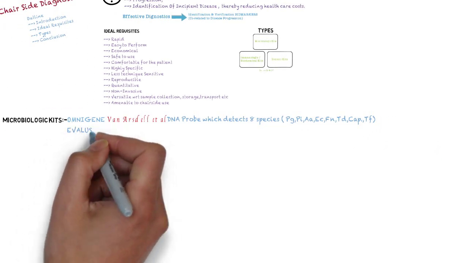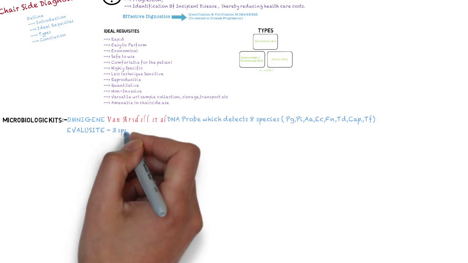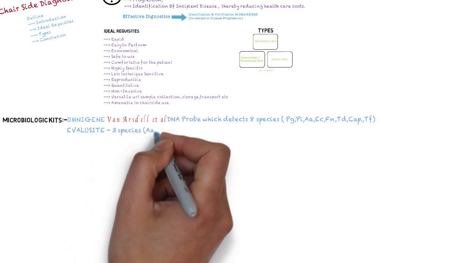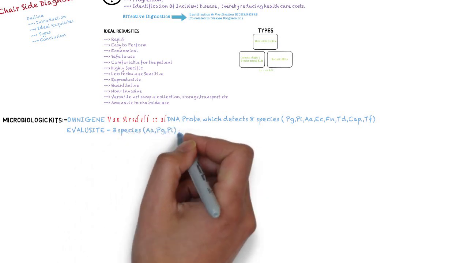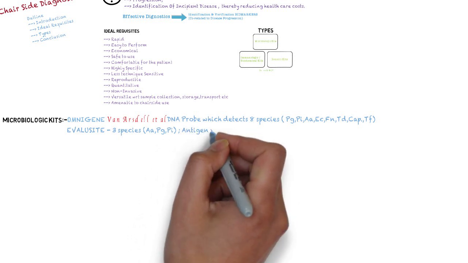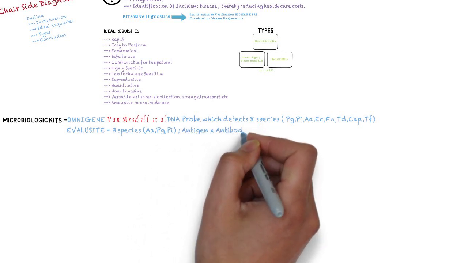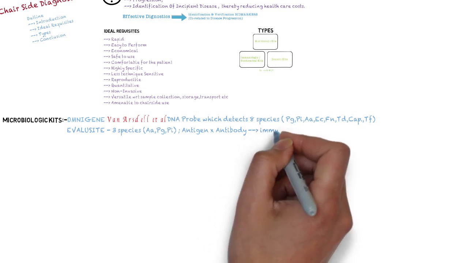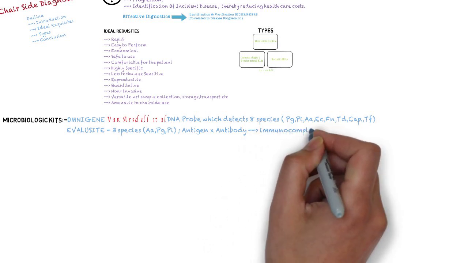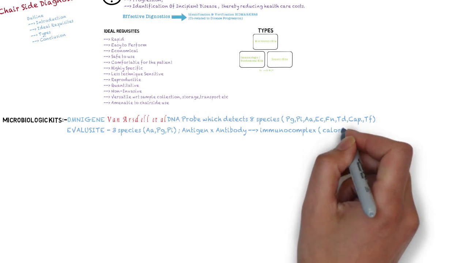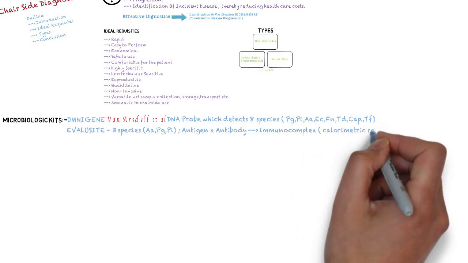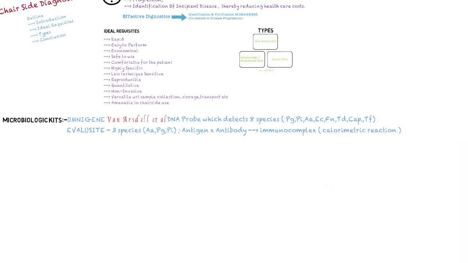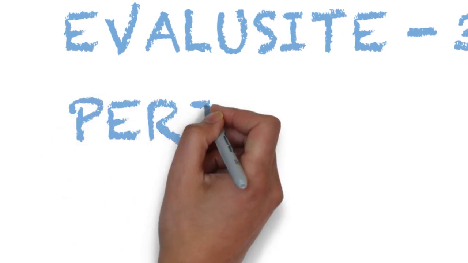The next one is Evaluocyte, which is the commercially available immunoassay for chairside detection of 3 periodontal species, that is AA, PG, and PI. It involves the linkage between antigen and membrane-bound antibodies to form an immunocomplex that is revealed through a colorimetric reaction. Next, we have Perioscan.